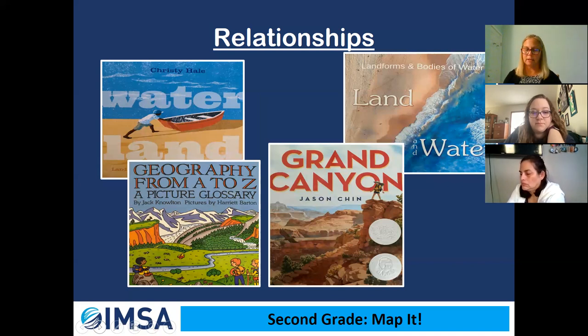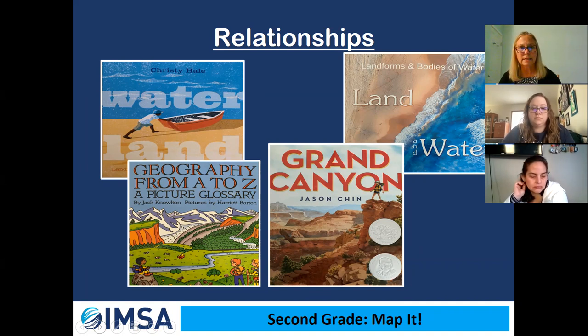The Grand Canyon has a really great, when you get to the center, four-page fold-out, so you kind of get a panoramic view of the Grand Canyon. Geography from A to Z is your stereotypical glossary. Land and Water is really kind of neat because it has one picture, and when you open the next page, it takes you to a different landform. So it's kind of a continuous building of a landscape. And one of these is just a picture book, right? All of them can be used appropriately here.